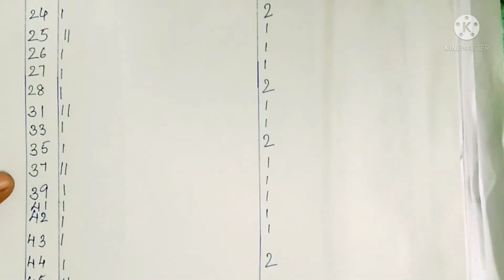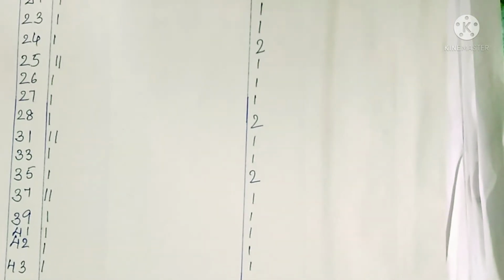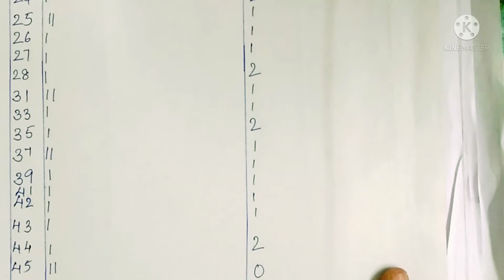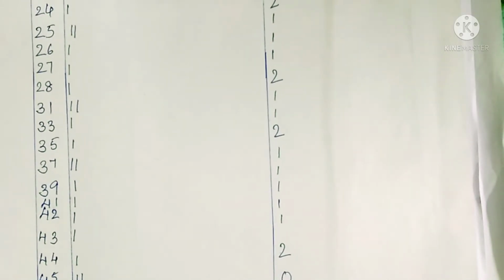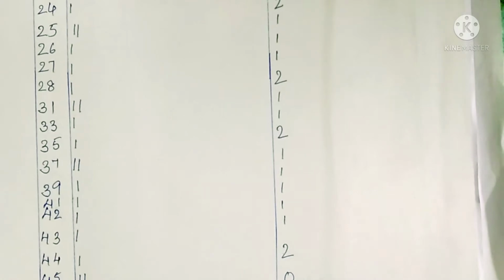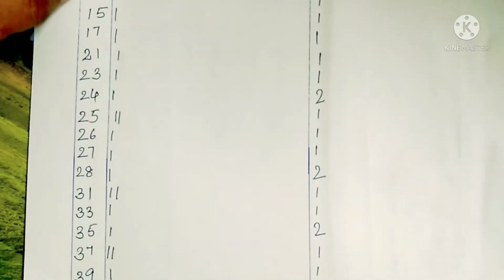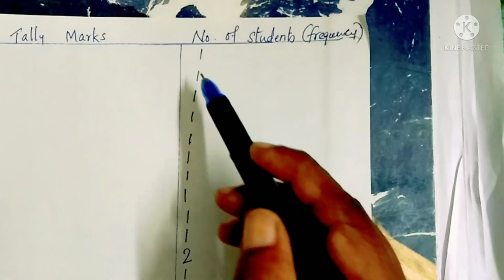This way, when you make a table, that is called a discrete frequency distribution table. Here exactly each observation is written, and their frequency is written. See children, here the observations are 5, 7, 10, 12. These are all observations. Here we call them marks, and how many times they have repeated, that is called frequency.